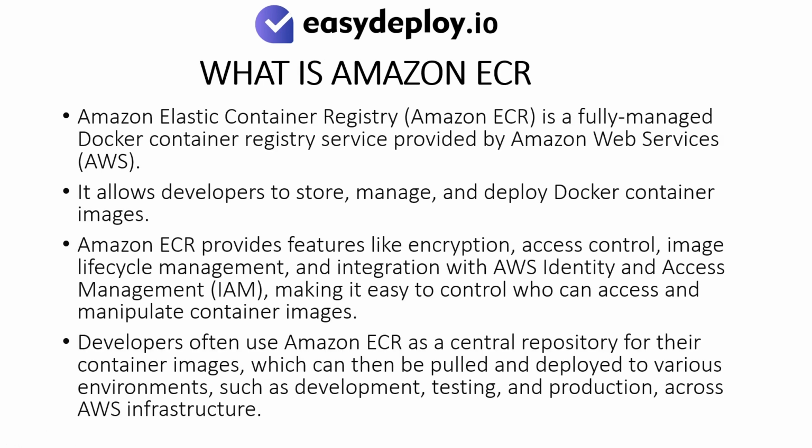What is Amazon ECR? Amazon Elastic Container Registry is a fully managed Docker container registry service provided by Amazon Web Services. It allows developers to store, manage, and deploy Docker container images. Amazon ECR provides features like encryption, access control, image lifecycle management, and integration with AWS Identity and Access Management, making it easy to control who can access and manipulate container images. Developers often use Amazon ECR as a central repository for their container images, which can then be pulled and deployed to various environments, such as development, testing, and production, across AWS infrastructure.